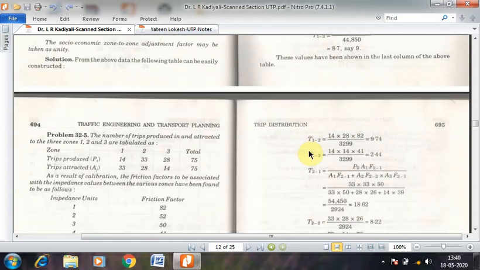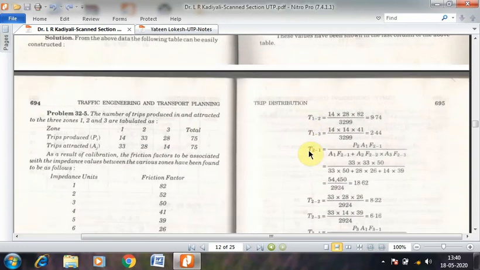So in the next video I'll be starting with the next type of problem, which would be as per problem number 32.5.